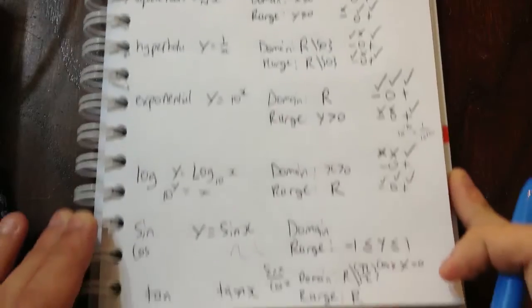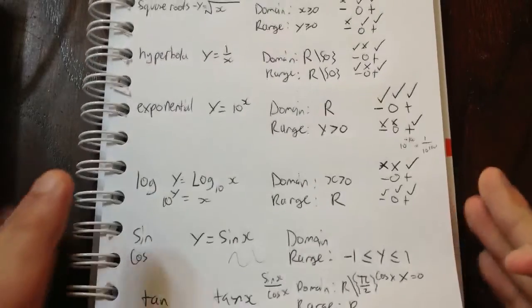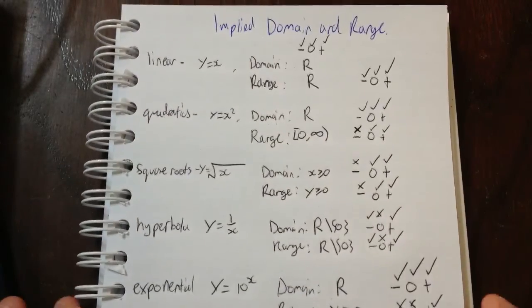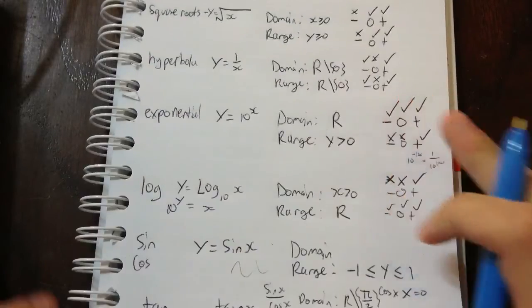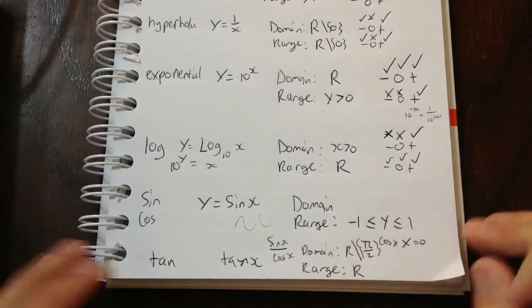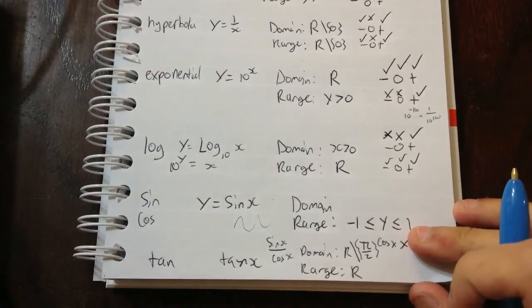So that's a quick summary of all the different ways of looking at the domain and range of all the equations. It may be a little bit difficult for you for now, but you can come back to this and have a look at it. And I'll show you how to use this in questions on the next page.